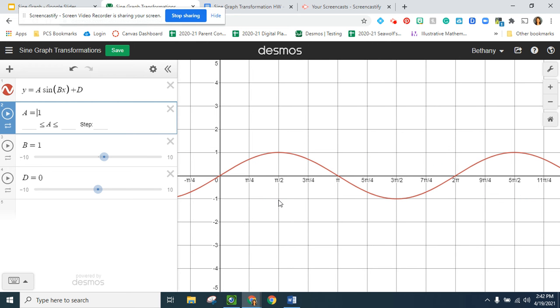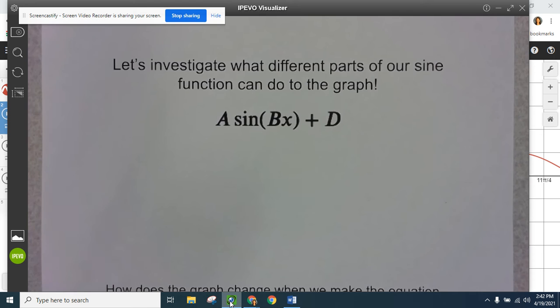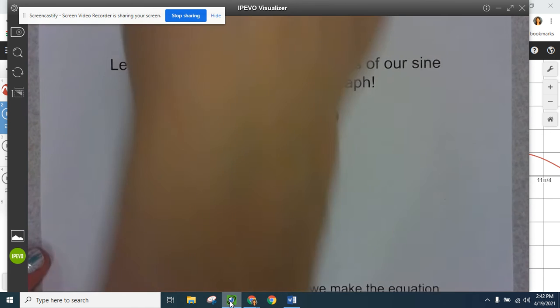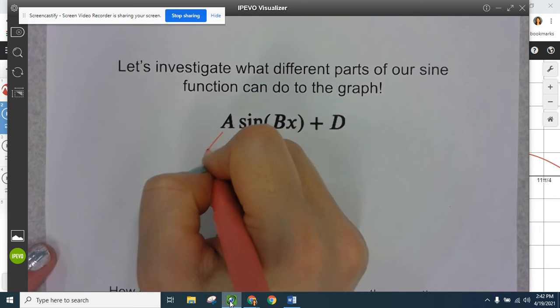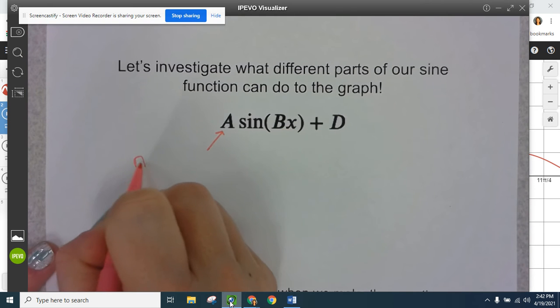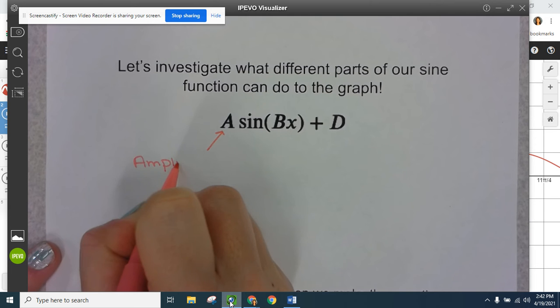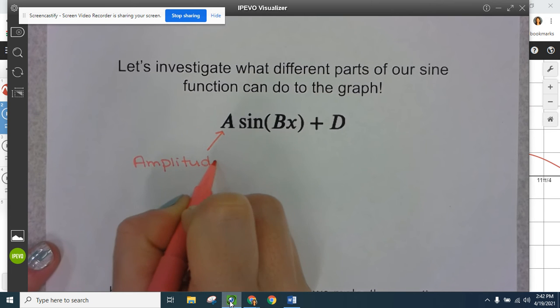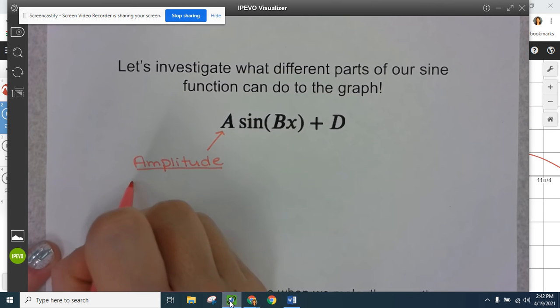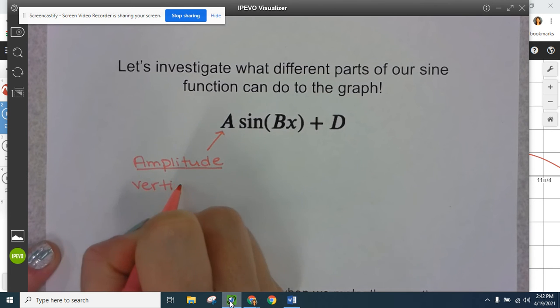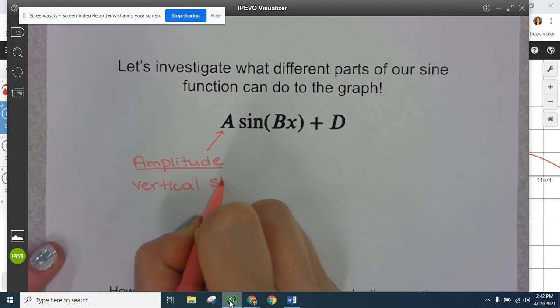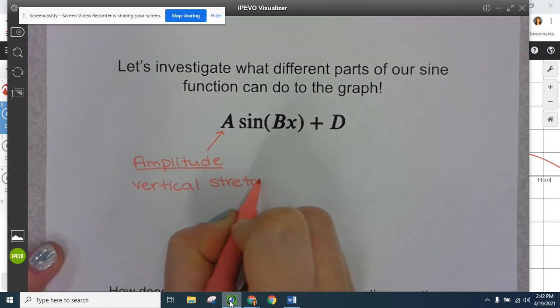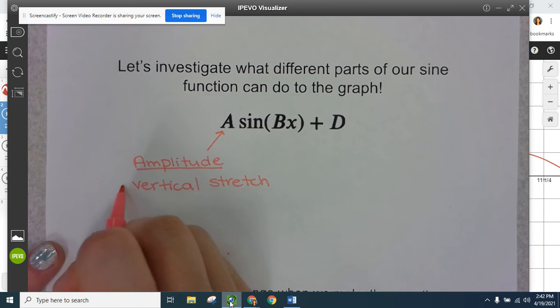So let me go back to my other screen. So A, whoops, throwing stuff. A is our amplitude. It is a vertical stretch or compression.